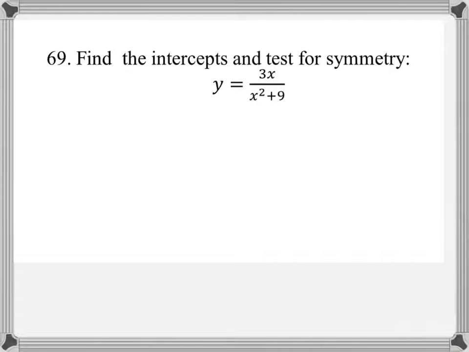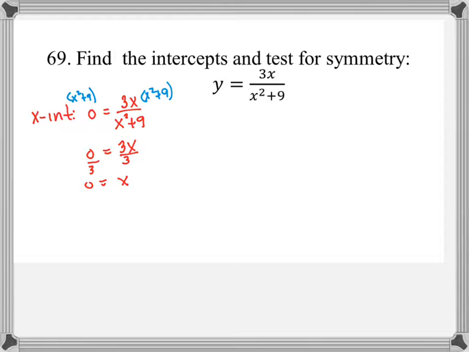One more. Let's find the intercepts and test for symmetry for y equals 3x over x squared plus 9. To find the x-intercept, we'll put 0 in for y. So 0 equals 3x over x squared plus 9. If I multiply both sides by x squared plus 9 to get rid of the fraction, we get 0 equals 3x. Divide both sides by 3, 0 equals x. So (0, 0), or the origin, is our x-intercept.